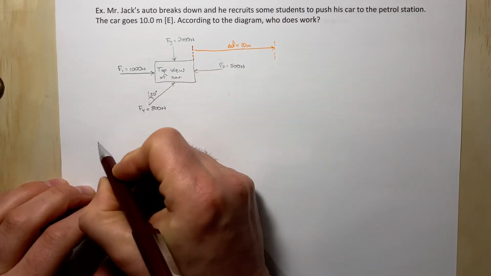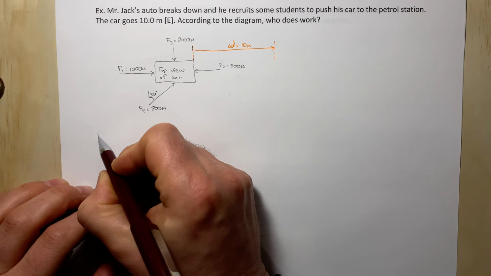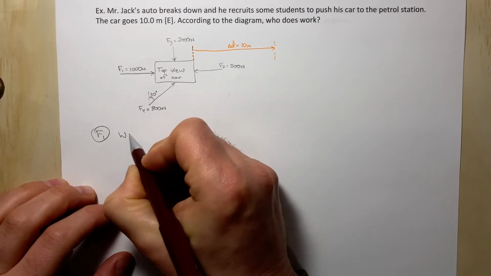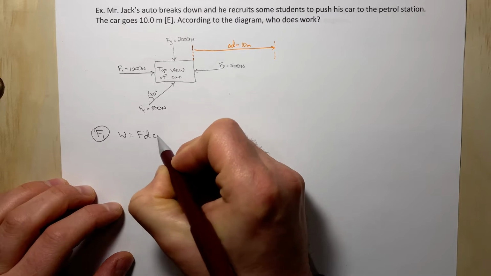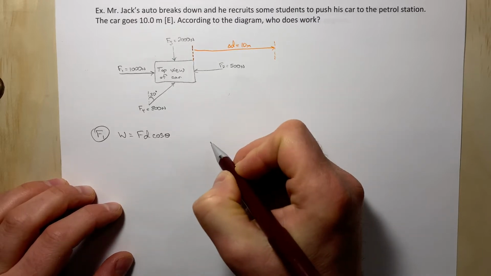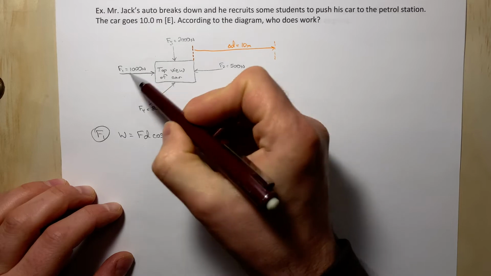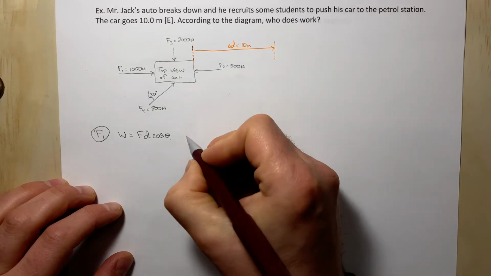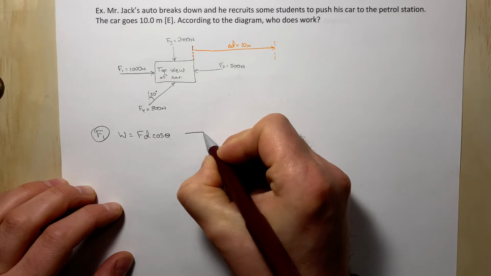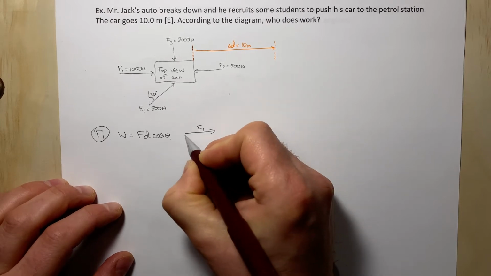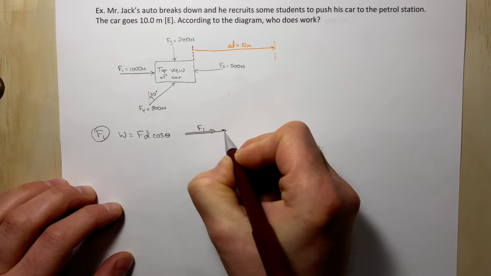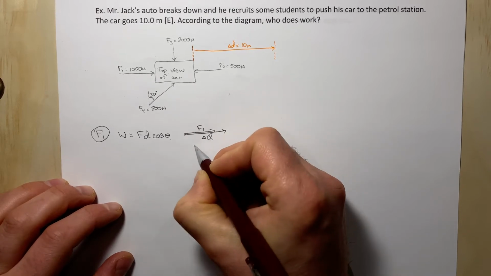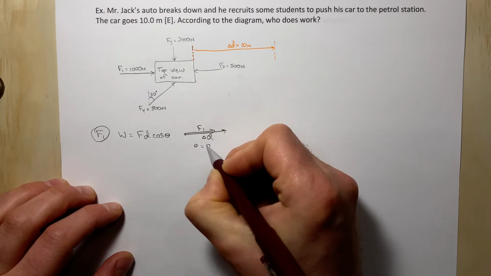So let's start with number 1. Force 1, let's say. What we know is work is equal to FD cos theta, and that theta is the angle between this force and that displacement when they're tail to tail. Force 1 is going this way. Displacement 1, you could say, is going that way. They're going in the exact same direction, so that theta right there is just 0.